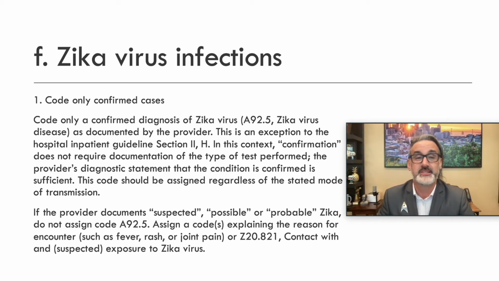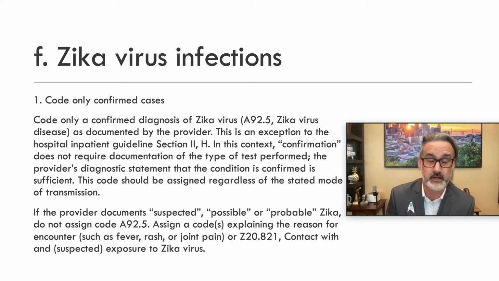If the provider documents suspected, possible, or probable Zika, do not assign code A92.5. Assign the codes explaining the reason for the encounter, such as a fever, rash, or joint pain, or Z20.821, contact with or suspected exposure to Zika virus. So just like anything else, when we're medical coding, we only code the confirmed cases. If the patient has a confirmed Zika virus, we'd code just the good old A92.5.